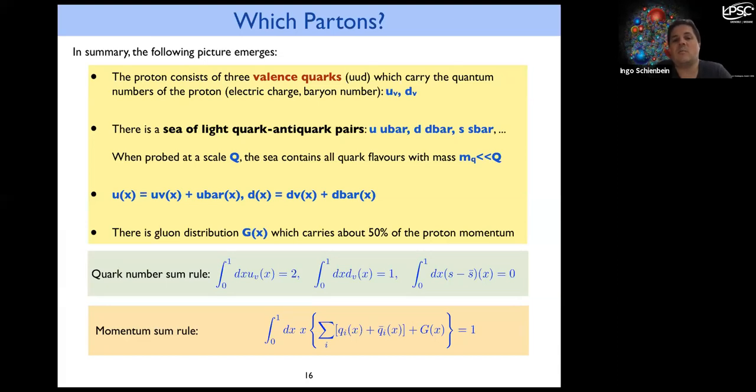And the quark number sum rules are then satisfied by the valence distributions. So the integral over u valence gives 2, over d valence gives 1, and there is no valence strange distribution. So the integral over s minus s bar has to give 0. And similarly for charm minus anti-charm and so on. And the momentum sum rule is then written down here. The sum over all fractions carried by the quarks, anti-quarks, and the gluon has to give 1. So all momentum fractions have to add up to 1.